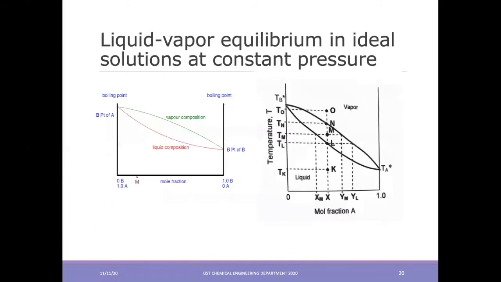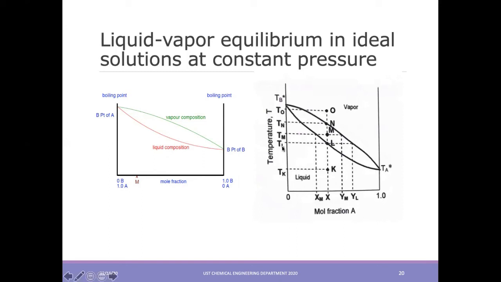Okay. Now, to continue, we are still in the constant pressure condition. Let's recall the boiling point diagram. This is how it looks like. If the mixture is kept at T sub K, at this point, you will notice that the entire system consists of liquid. Now, when the mixture is heated, let's say we increase it to point L, then the temperature is T sub L.